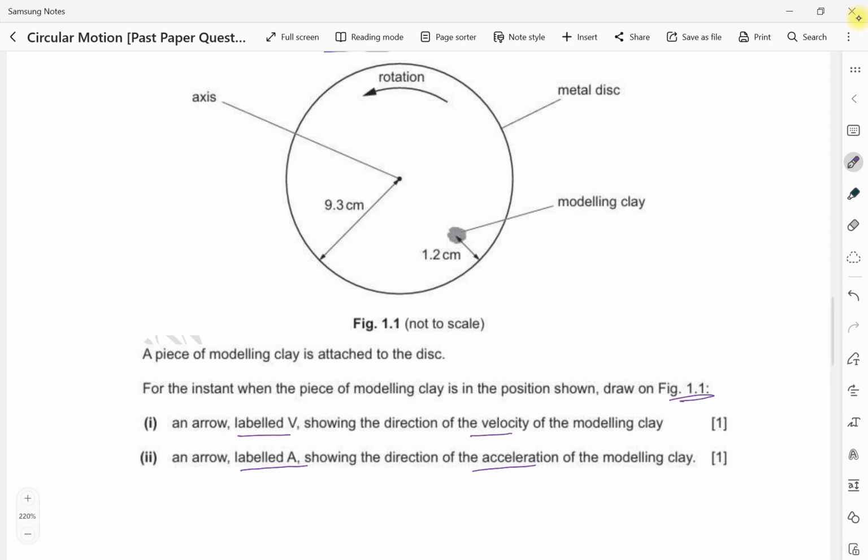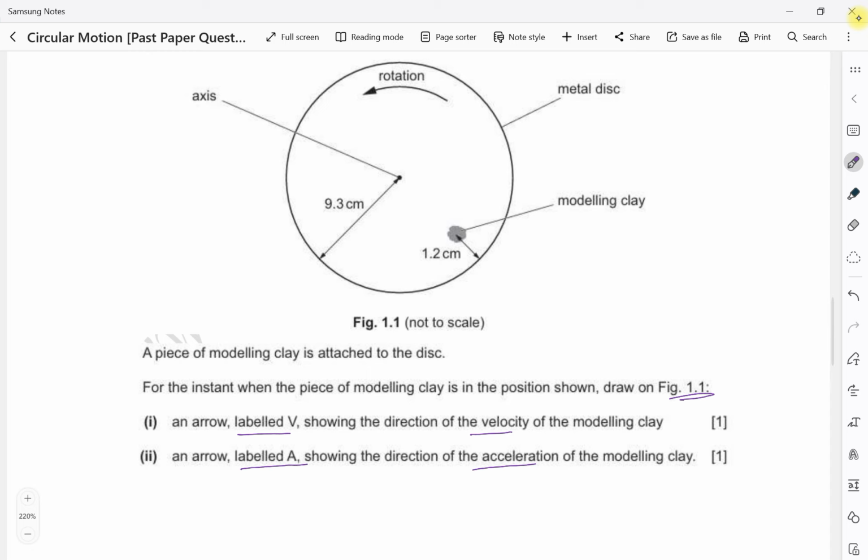To explain this, we know that for circular motion the velocity is always perpendicular to the acceleration or to the centripetal force. The centripetal force and the centripetal acceleration always point towards the center of the circular path. Therefore, starting with A, I will draw an arrow in the center of the modeling clay, pointing towards the center, and I'll label this A.